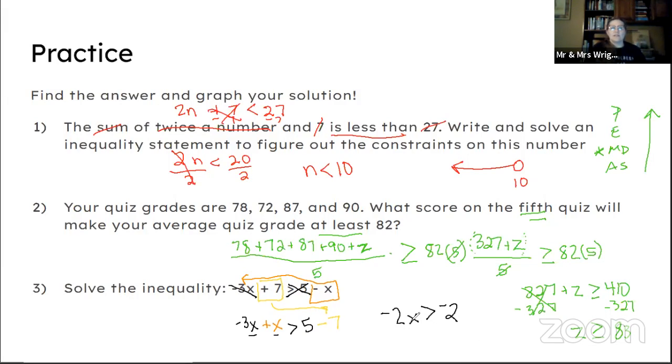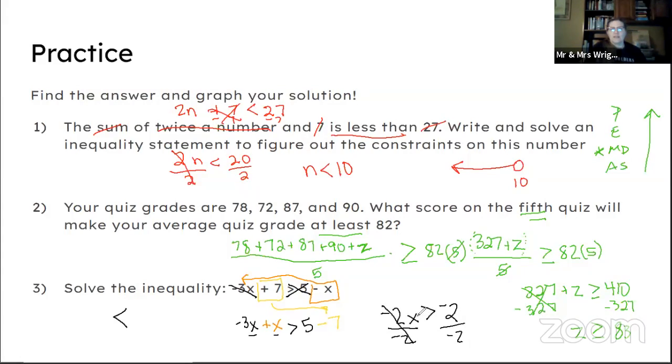Now I need to undo what's being done to x. It's being multiplied by a negative. Ding, ding, ding. That means I have a rule I have to follow. So if I'm dividing by negative 2 on both sides, the first thing I'm going to do, I'm going to jump over here where I have more room, is flip my sign. Instead of having a greater than symbol, I want to have a less than symbol.